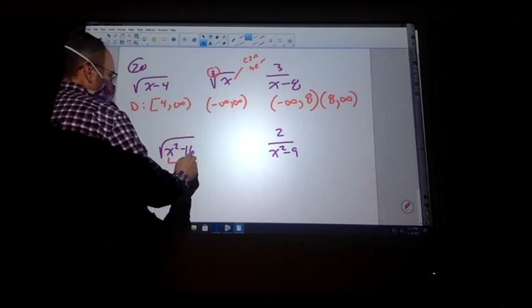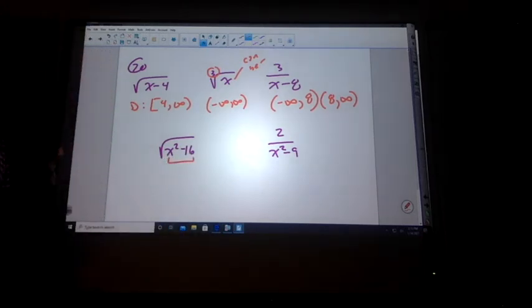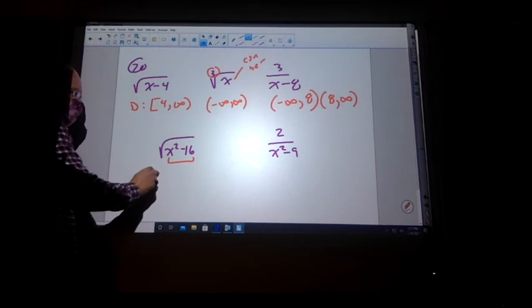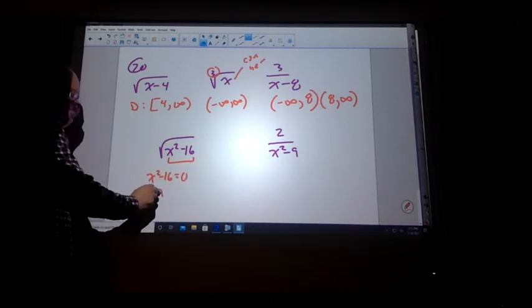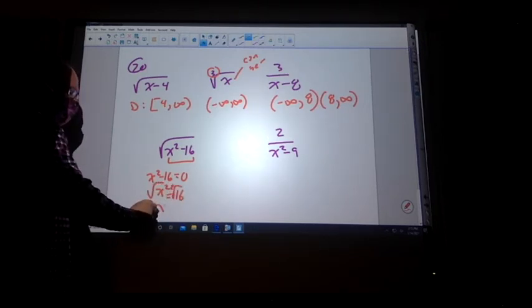And then we get to this one. This one becomes a little harder to decipher. So what I'm going to do is go x squared minus 16, set it equal to 0. I could add 16 to both sides. Take the square root. Don't forget the plus minus.